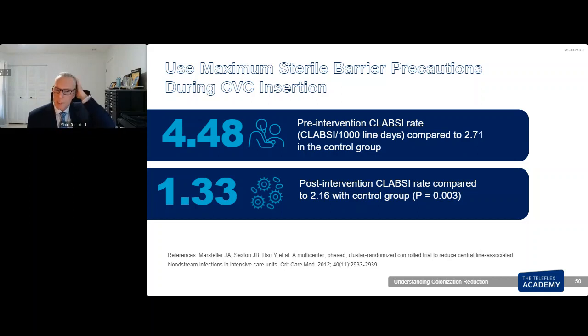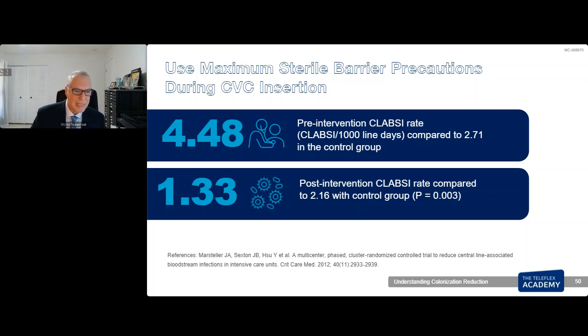Then other authors published similar findings, like Leonard Mermel, once again, the same Mermel, and this author, Marsteller, who published in 2012 a similar study. He found that without the maximal barrier, the rate of CLABSI per 1,000 line days was 4.4, and with the maximal barriers, 1.3 per 1,000 line days.